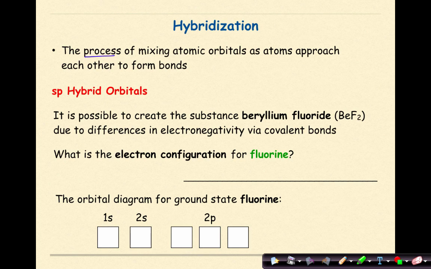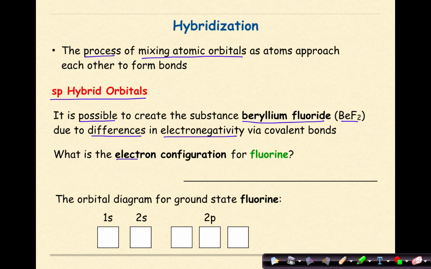Hybridization is the process of mixing atomic orbitals as atoms approach each other to form bonds. The first type of hybridization that we're going to talk about is sp hybrid orbitals. It is possible to create the substance beryllium fluoride, BeF2, due to differences in electronegativity via covalent bonds.